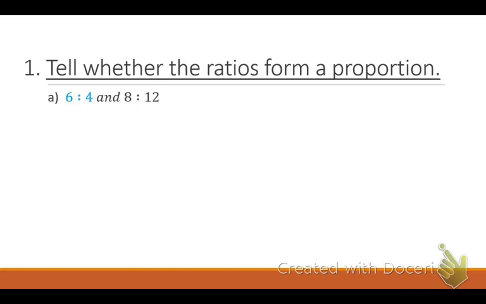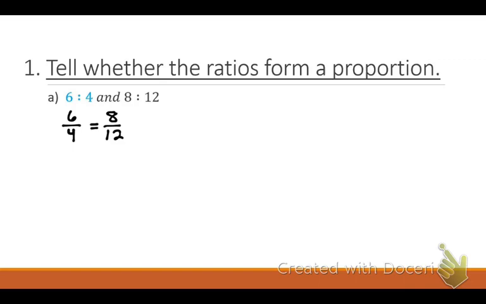Number 1 asks us to tell whether or not the ratios form a proportion. If they equal each other, then that means they form a proportion. So this says 6 to 4 and 8 to 12. So we're going to go ahead and rewrite this right here as 6 over 4. Equals, because remember a proportion needs to have an equal sign in between them, guess what this is going to be written as? 8 over 12. Now we're going to go ahead and use those cross products that we just talked about.